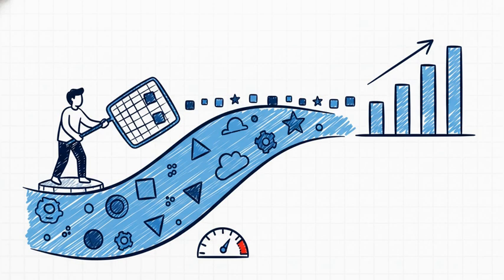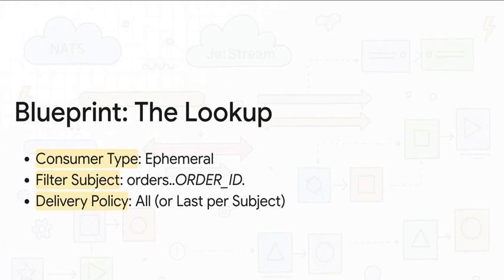It's huge. And for our final blueprint, the lookup. This one is all about finding that one needle in a giant haystack and finding it instantly. So imagine a user wants to see the complete history of their order. We create another temporary, ephemeral consumer, but this time we use a super specific subject filter that actually includes the unique order ID. This tells NATS, hey, go find every single event related to just this one order.